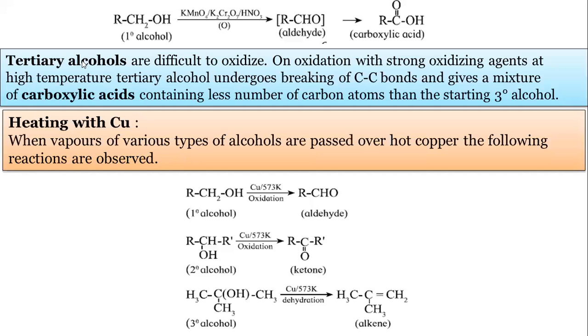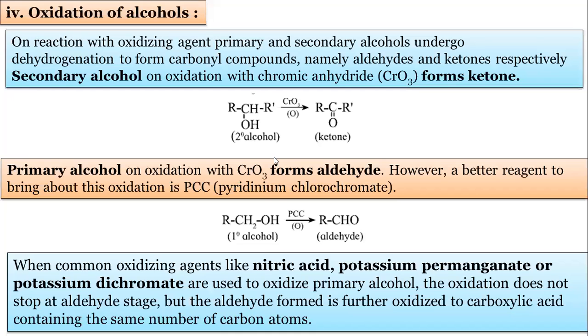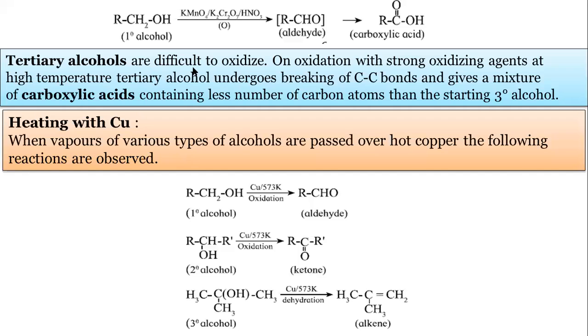Then tertiary alcohols are very difficult to oxidize because there is no alpha hydrogen. See here, this OH is attached to this carbon, and there are two alpha hydrogens. In this secondary alcohol also, there is one alpha hydrogen, but in case of tertiary alcohols, there is no alpha hydrogen. That's why it is very difficult to oxidize. First they are converted into alkenes, and alkenes are again oxidized to give carboxylic acids.